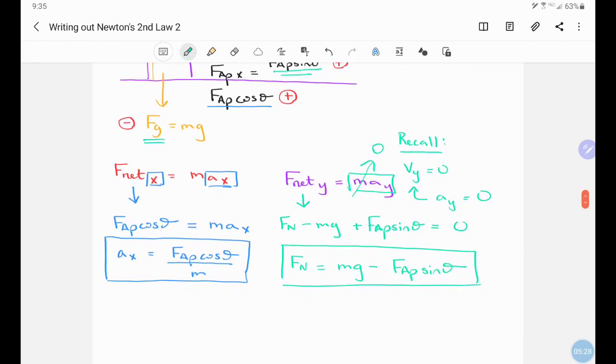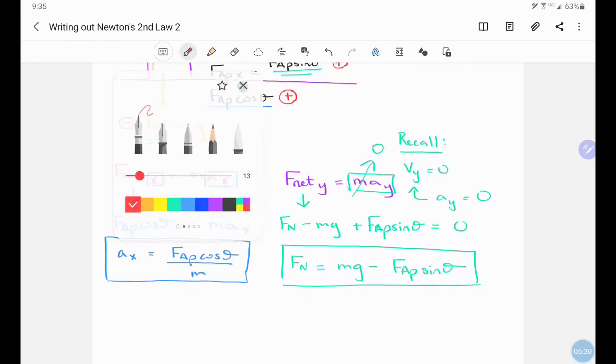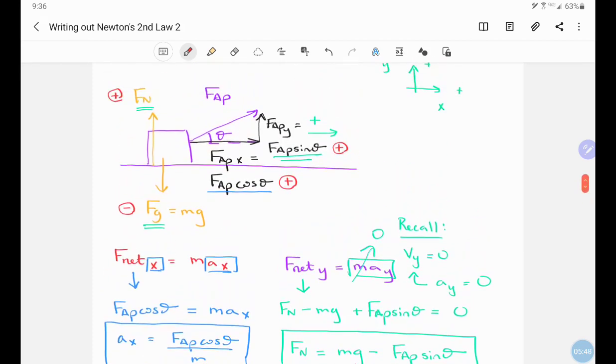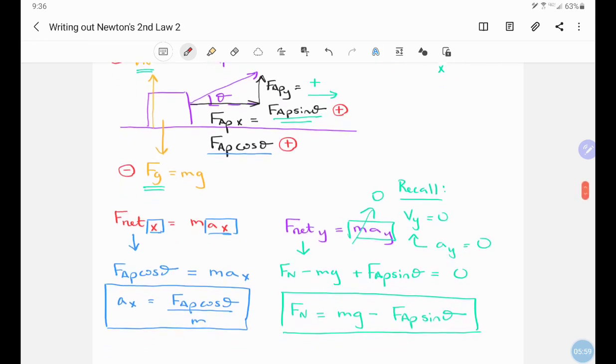Now, this expression should make some sense to you. If we only had mg here, so there was no vertical component of the applied force, then the surface, which is the normal force, would need to support the entire weight. But because my applied force has a vertical component, that applied force will support some of the weight, so normal does not have to support all of the weight as in the previous example.